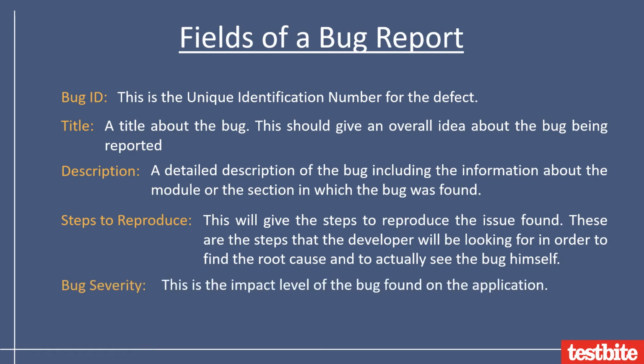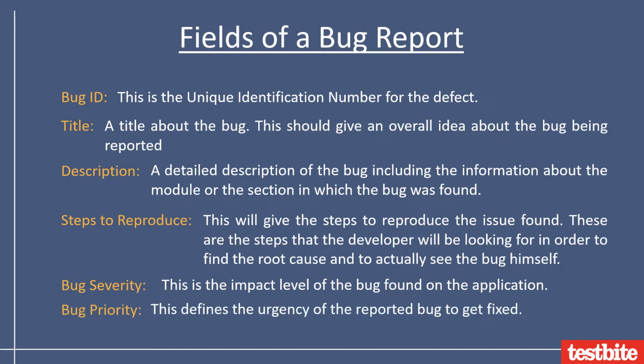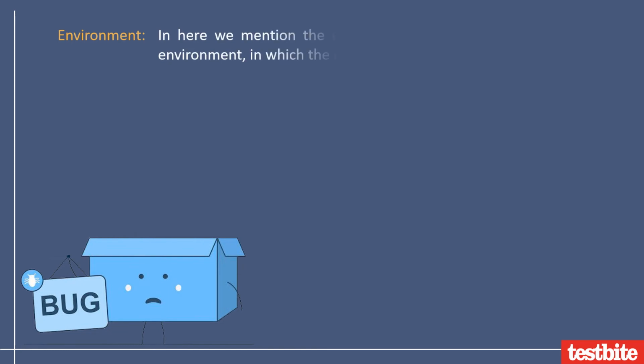This is the impact level of the bug found on the application. The severity level given will give some idea about to which extent the issue found is going to impact the functionality or the performance of the application or the website. This defines the urgency of the reported bug to get fixed. The priority level gives some idea of the bug, whether it needs to be fixed immediately or if it can be carried forward to the next cycle. Here we mention the environment, be it the testing or the production environment, in which the bug was found. Because the bug found in the stage or the testing environment may not be present in the production, and vice versa.